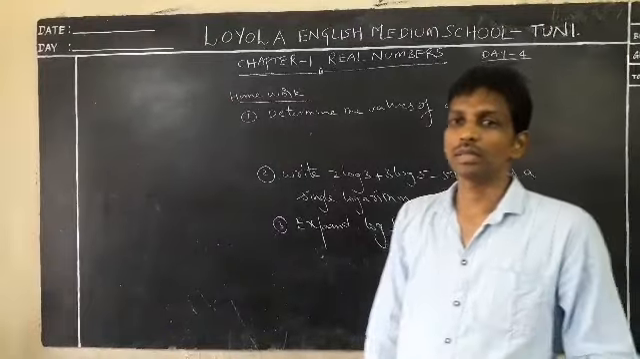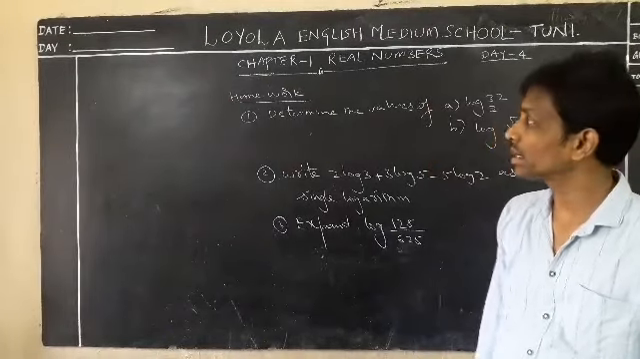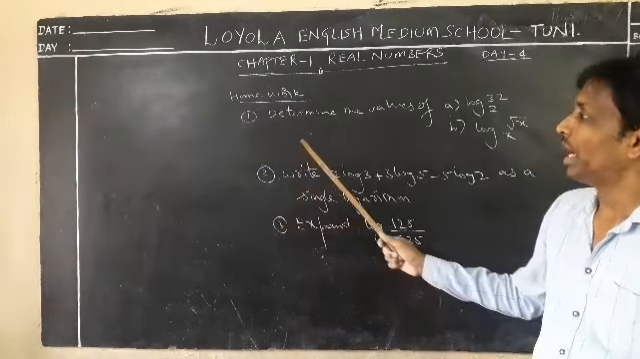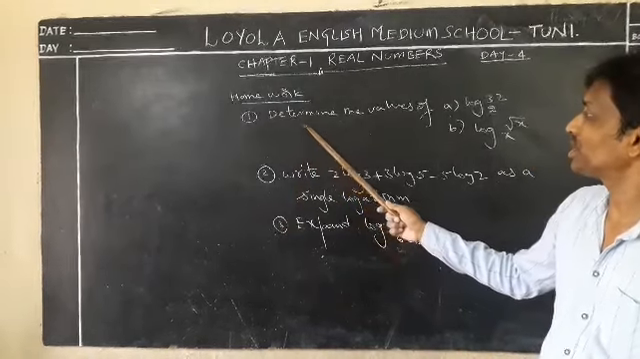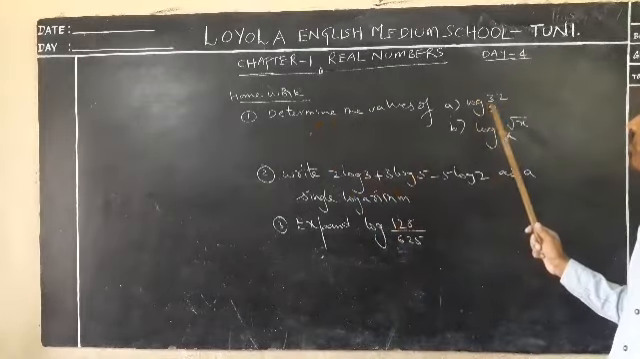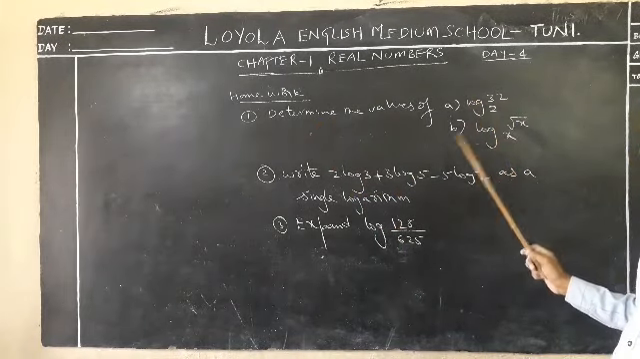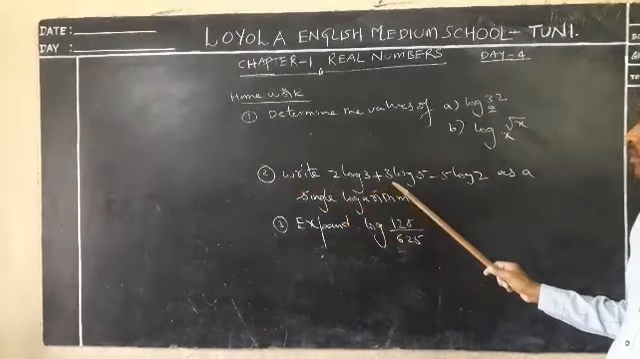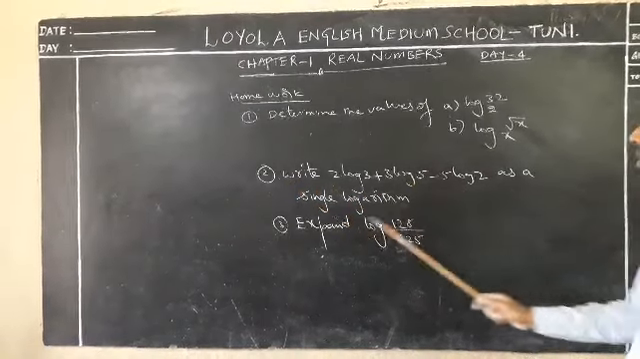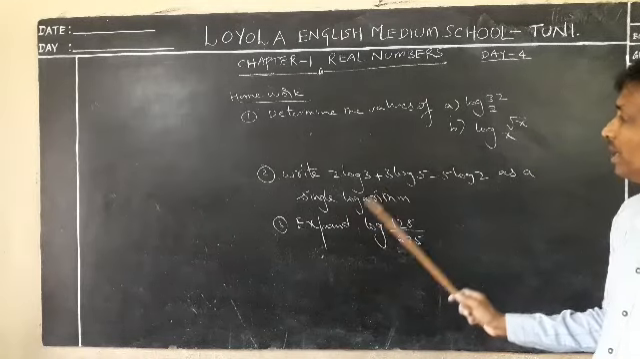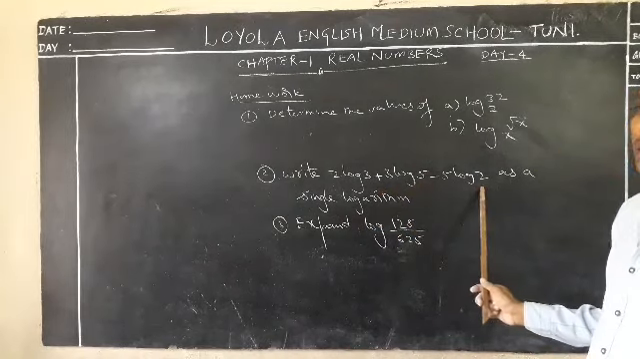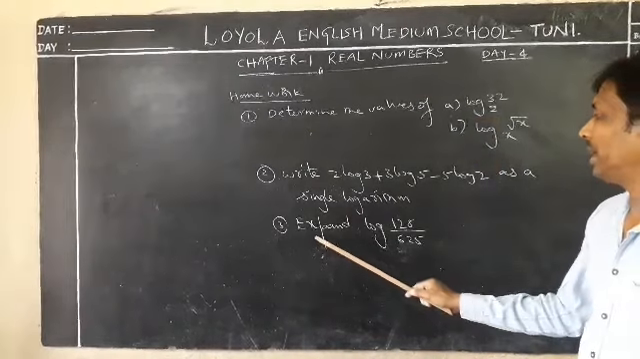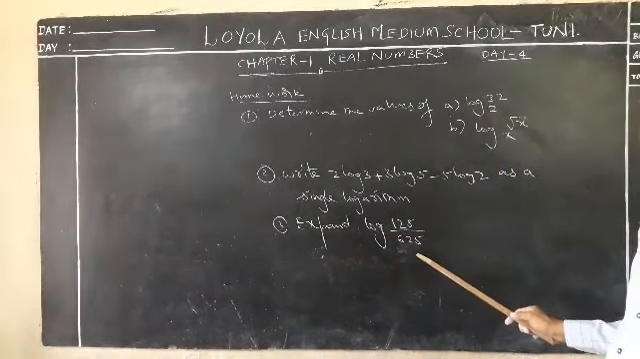Did you all complete writing these three questions? Okay. So based on the above explained problems, I have given three homework sums. Please note down. Determine the values of a, log 32 base 2, b, log root x base x. Second one, write 2 log 3 plus 3 log 5 minus 5 log 2 as a single logarithm. That means here expanded form is given. We are asking to convert it as short form.